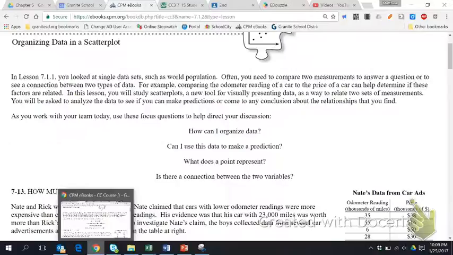You'll be asked to analyze the data to see if you can make a prediction or come to any conclusions about the relationship you find. As you work today, use these focus questions to help direct your thoughts and discussions. How can I organize the data? Can I use this data to make a prediction? What does a point represent? And is there a connection between the two variables?